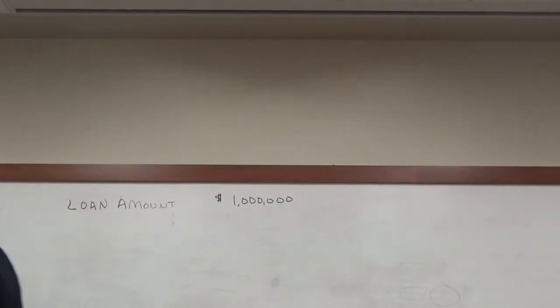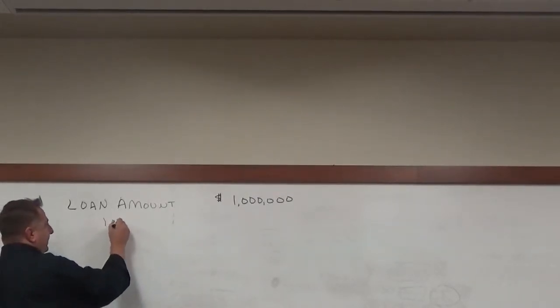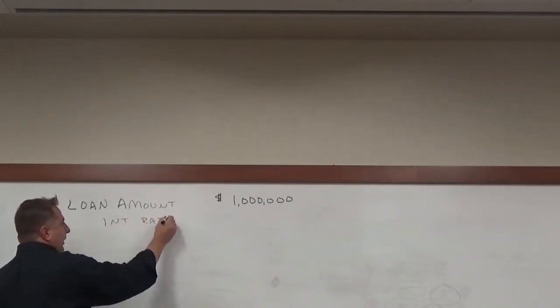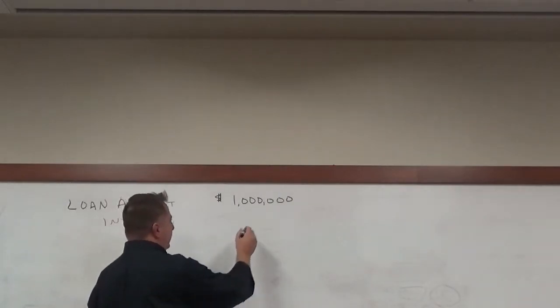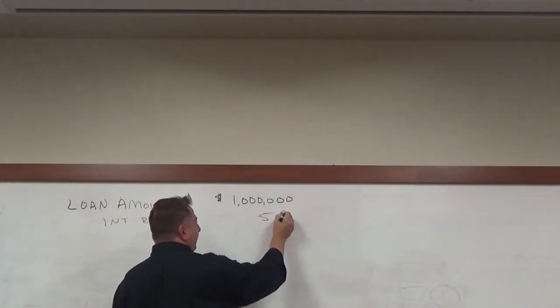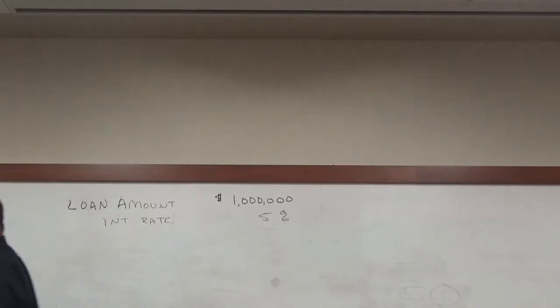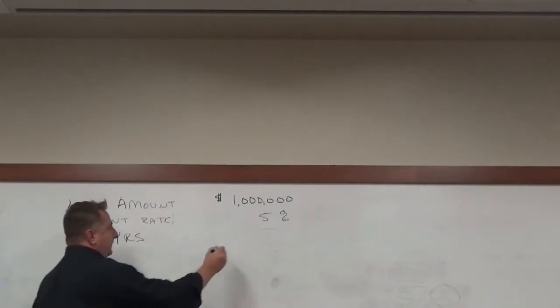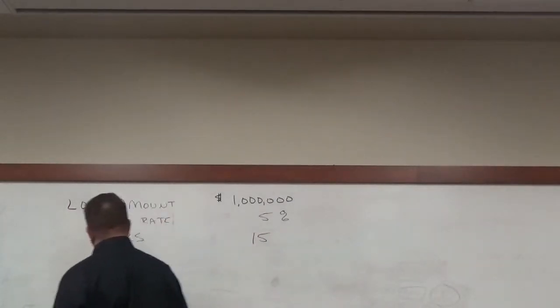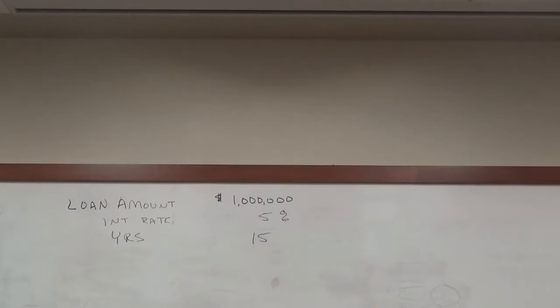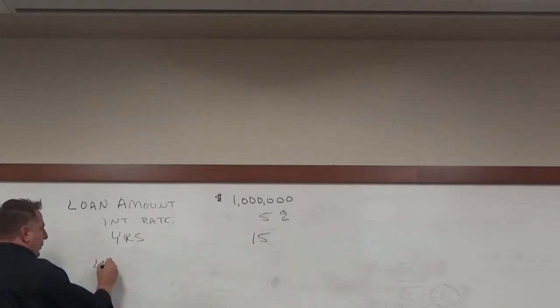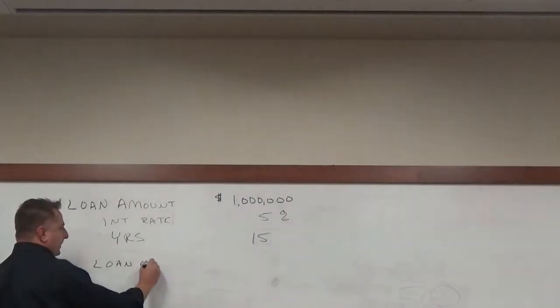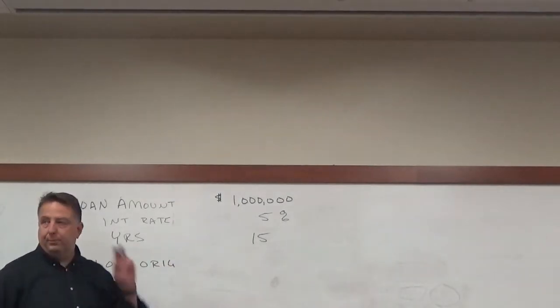Okay? And next item, interest rate. What do we want that to be? 6%. Okay, I heard 4 and I heard 6%, so I'm going to make it 5%. Okay? What do we want the term to be in years? 15. Okay? All right. And the loan origination fee, what do we want it to be? 2%.